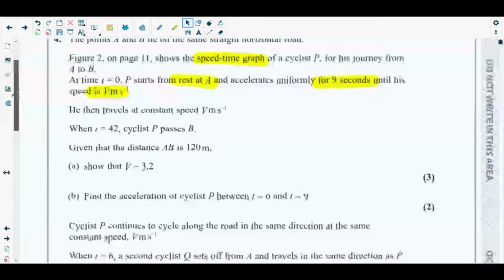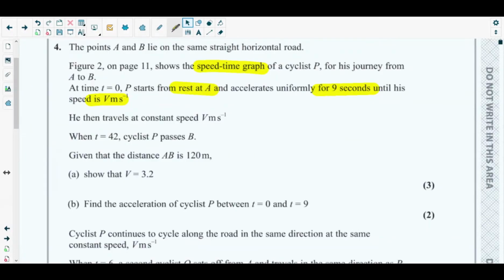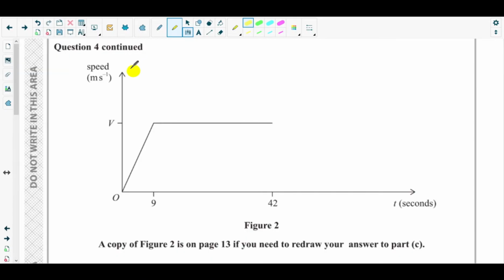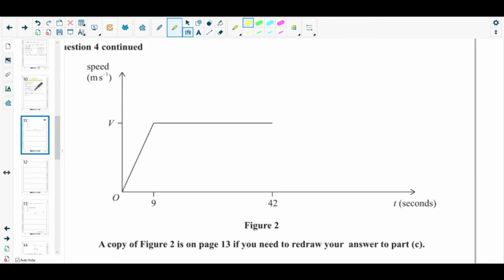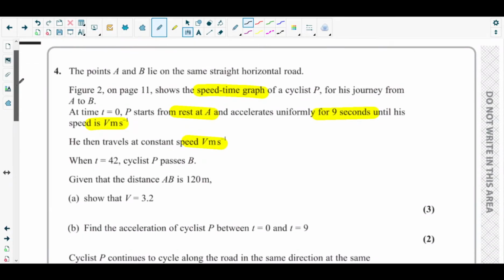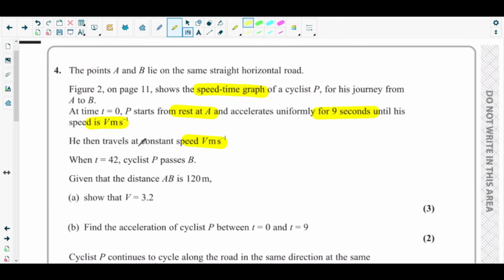He then travels at constant speed v meters per second. We can see on the speed time graph that it moves at constant speed for the rest of the journey till 42 seconds. When t equals 42, cyclist P passes B. Given that the distance AB is 120 meters, so the total distance from A to point B is 120 meters.